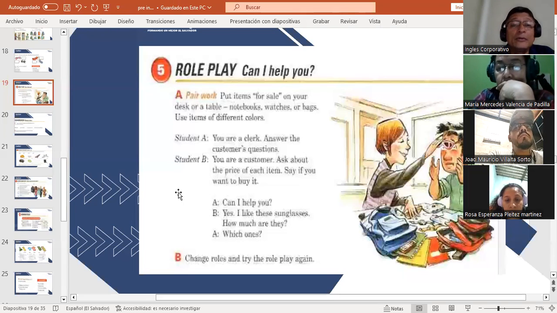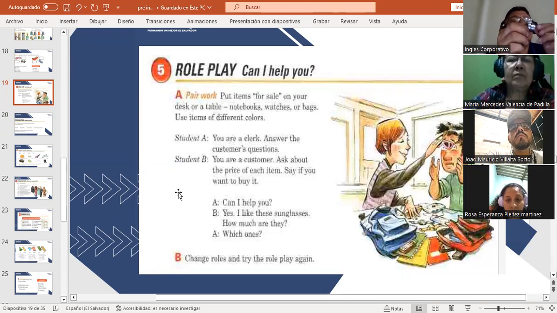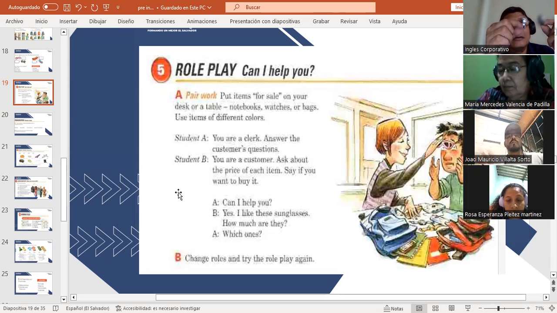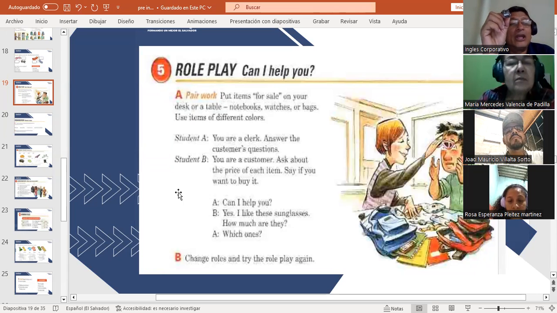Can I help you? Yes, I like these rings. Okay, how much are they? Which ones? The silver ones. Oh, they're $5 each. Got it?